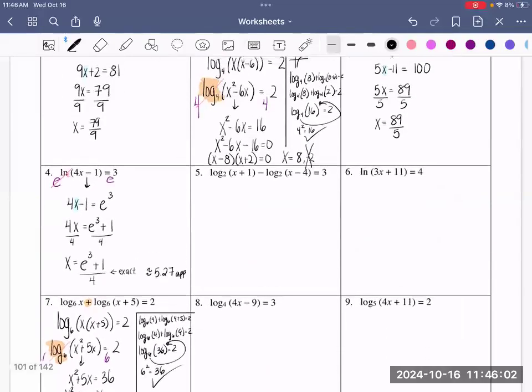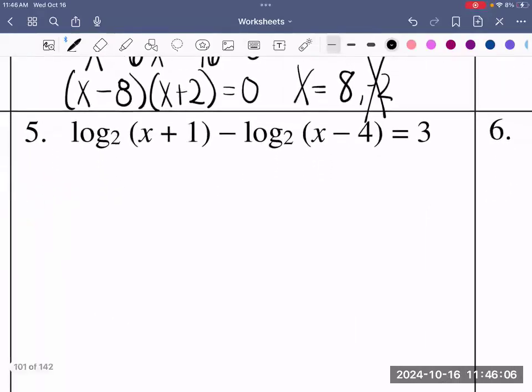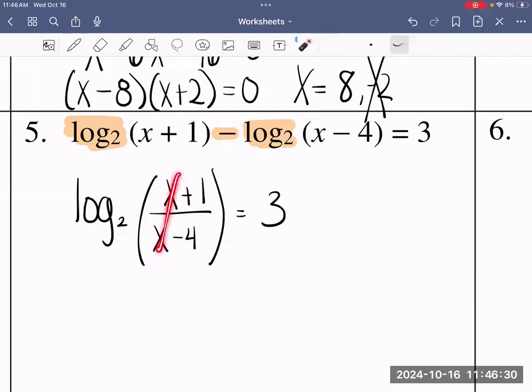All right, now let's see one that's a little bit more in depth. So now we have, again, 2 logs, equal base. They are being subtracted, so we can go ahead and bring them together. So we have x plus 1 over x minus 4 is equal to 3. All right, so now let's simplify here. And I know these x's don't cancel and make negative 1/4, right? They can only cancel when they are the exact same.